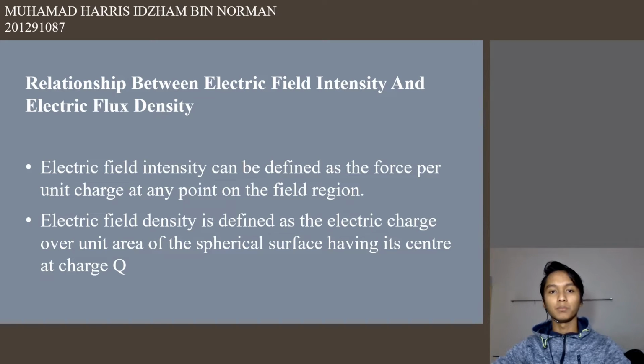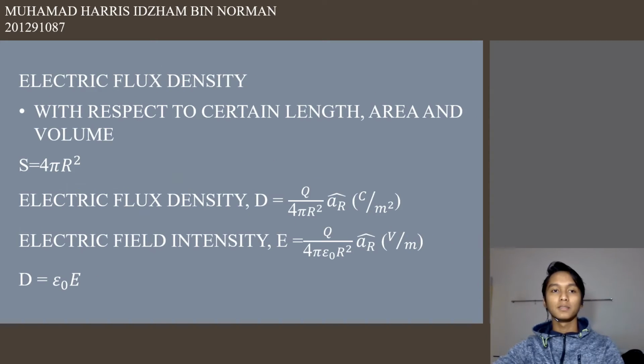Now I will explain the relationship between electric field intensity and electric flux density. Electric field intensity can be defined as the force per unit charge at any point in the field region, while electric flux density is defined as the electric flux over a unit area of the spherical surface having its center at charge Q. Flux density is with respect to certain length, area, and volume.